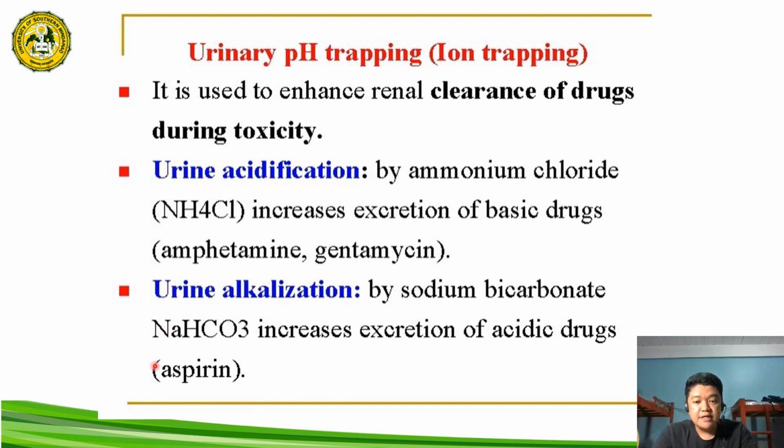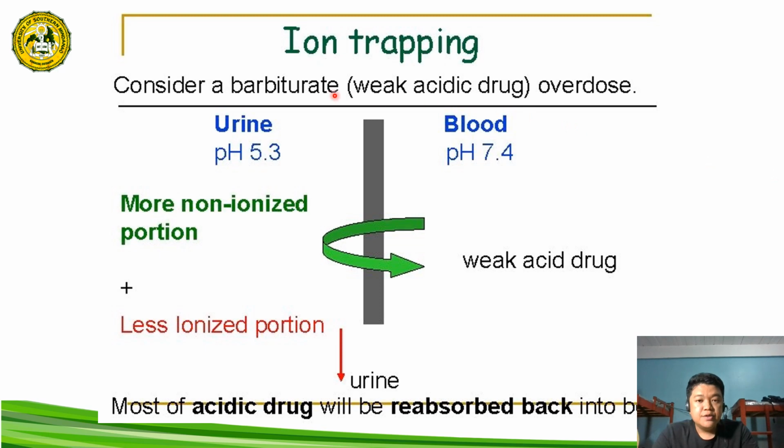We also have another case, for example, aspirin toxicity. Aspirin is an acidic drug. So in order for aspirin to be excreted from the body, we can alkalinize the urine by administering alkalinizing agents such as sodium bicarbonate. We also have another example of a weak acid drug overdose. An example of that is barbiturate.